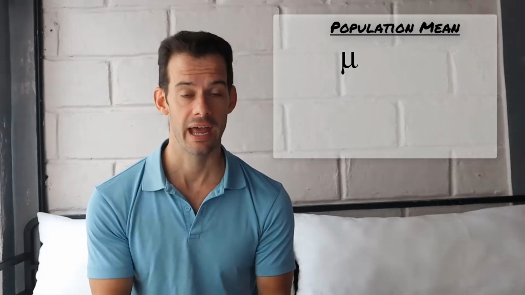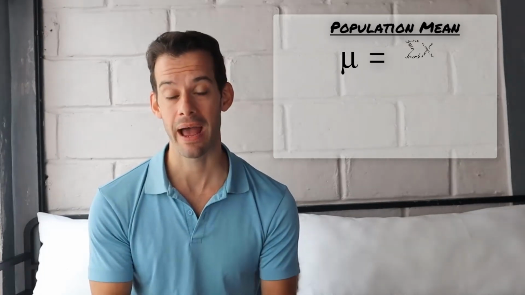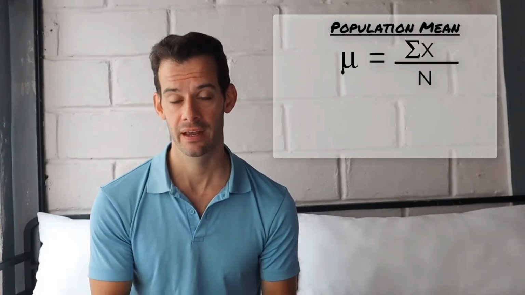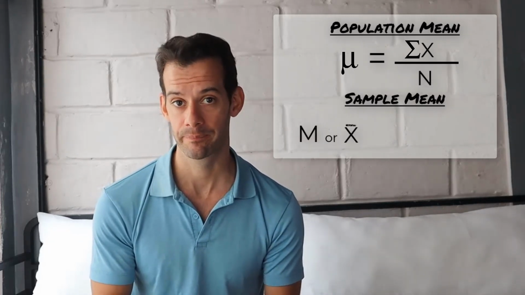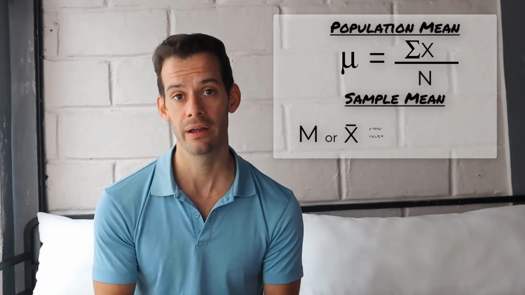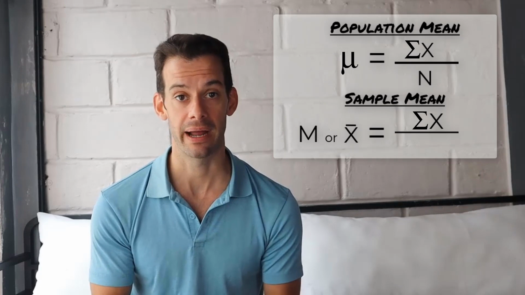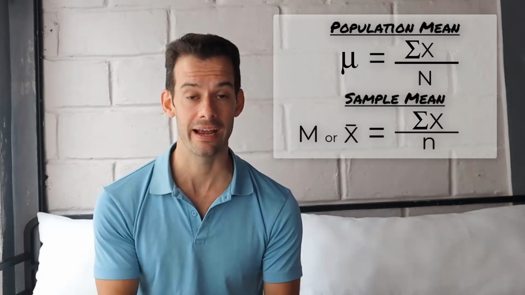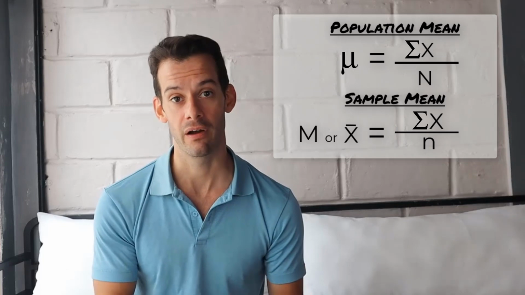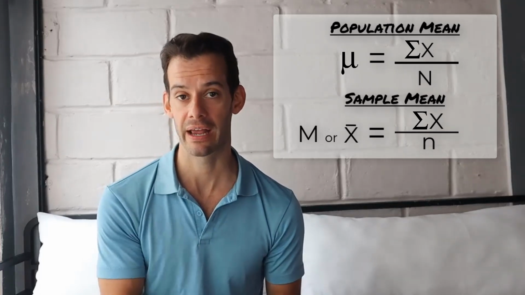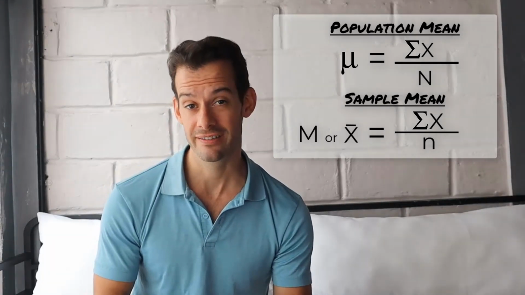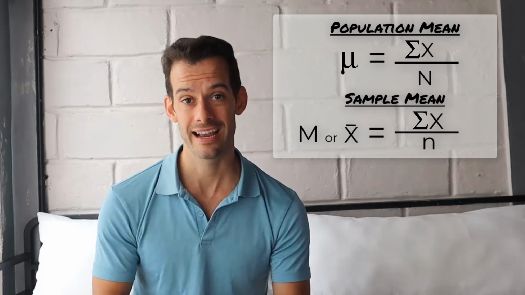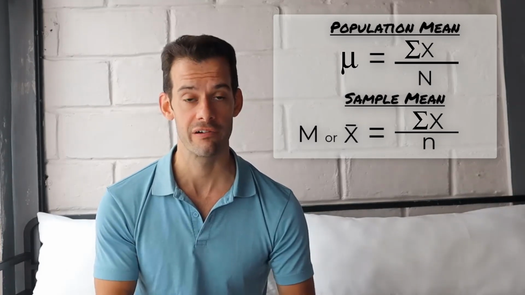So the population mean is referred to with the Greek letter mu, and the formula would be mu equals sigma x divided by uppercase N. And for a sample mean, we refer to it as uppercase M or as x bar. And the formula would be x bar equals sigma x divided by lowercase n. And the upper or lowercase n here refers to whether we're talking about the number of scores in the whole population, uppercase, or the number of scores in our sample, lowercase n. The Greek uppercase sigma here refers to sum. So sigma x means we sum up all the scores for variable x.